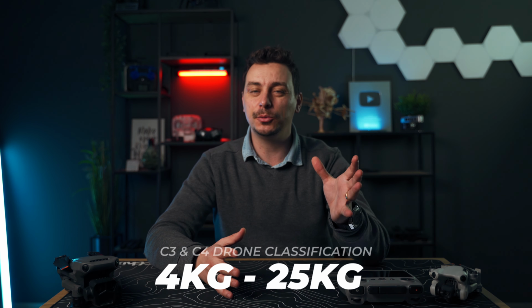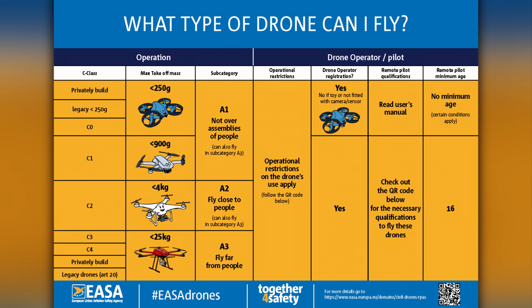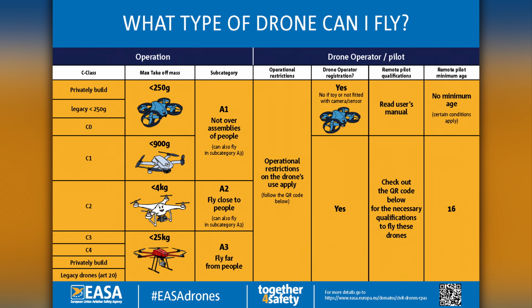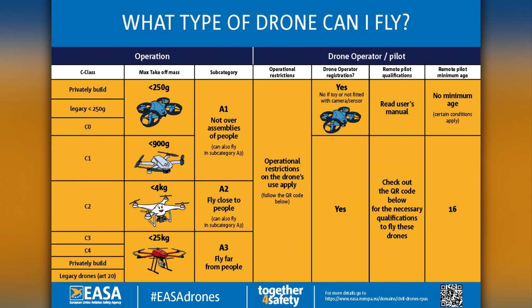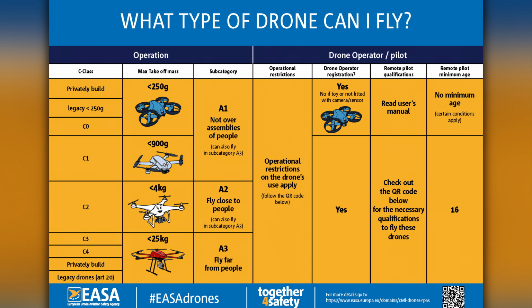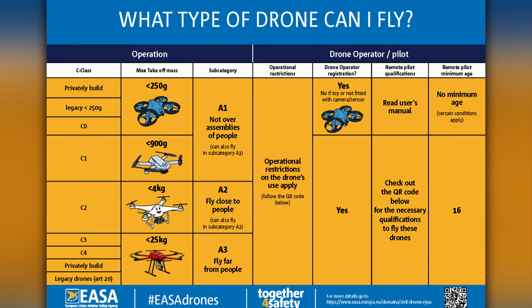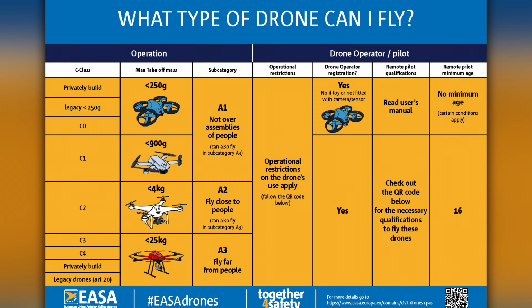And finally, we have the C3 and C4 drones, which are between 4 kilograms and 25 kilograms. These are big ones that are being used for filmmaking, for agriculture, for surveillance, many other things, but those are in a completely different category because of their weight. And then we have the different categories such as A1, A2, and A3, and within these categories you are allowed to do different things. In A1 category you can fly over people, but not over assemblies of people. So just a couple of people here and there is okay, but not huge concerts and stuff like that.